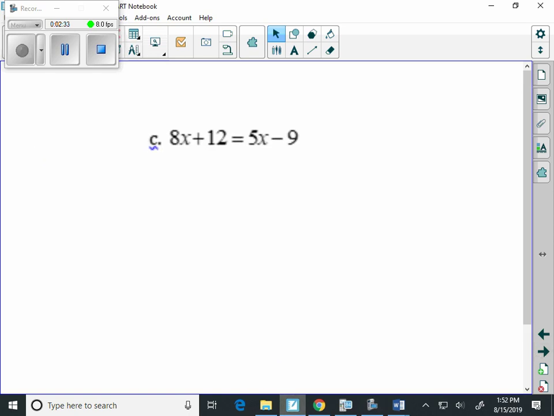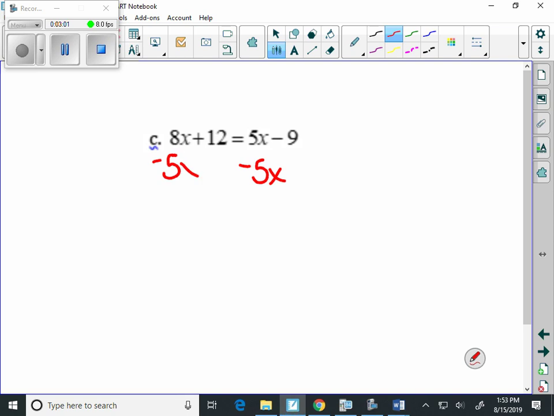Letter C. 8x plus 12 equals 5x minus 9. We have a variable on both sides this time. I would like to suggest that you solve it the way you solved it in Algebra 1. What I tend to say is letter on the left, so I'm going to move my variable to the left. On this particular problem, it's how your Algebra 1 teacher probably taught you. We're going to start by moving the 5x from the right side over to the left side. When we subtract 5x from both sides, 8x minus 5x is 3x plus 12 equals negative 9.